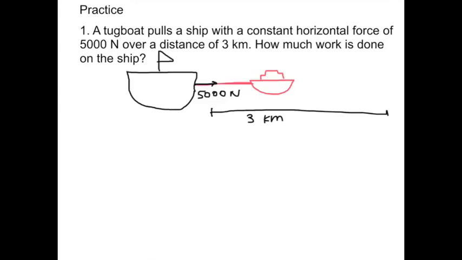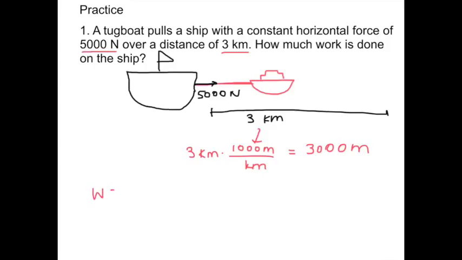Number 1. A tugboat pulls a ship with a constant horizontal force of 5,000 newtons over a distance of 3 kilometers. How much work is done on the ship? So first we have to be careful with our units here. If we have a distance of 3 kilometers, we need to redefine that to be in meters. So we know we have 3 kilometers, and that there are 1,000 meters in a kilometer. Therefore, the ship is traveling 3,000 meters.